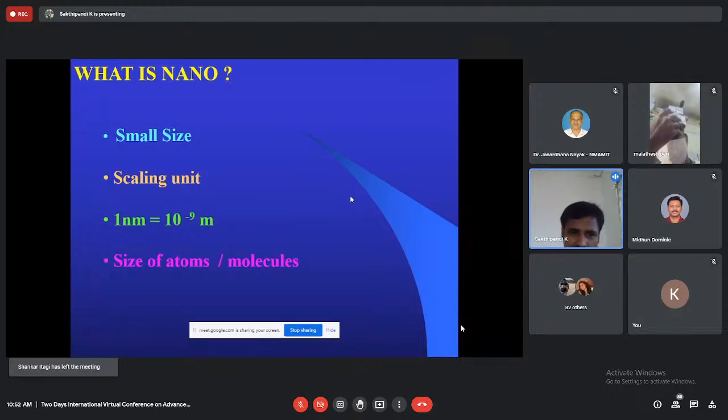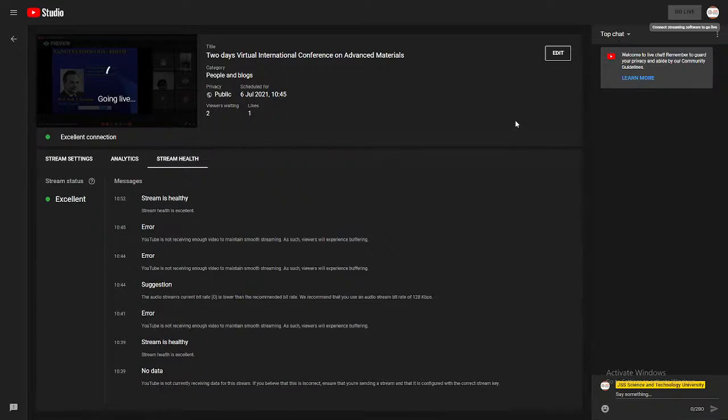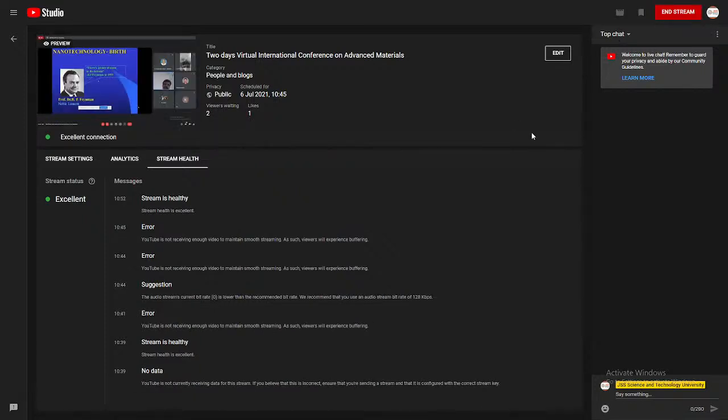You know, nano is a smaller size. The scaling unit is 10 power minus 9 per atom. Generally, it is the size of the atoms and molecules. The size of the atom is 10 power minus 10 and the molecule is 10 power minus 14. So nano is a little bit higher than the size of the atoms and molecules.